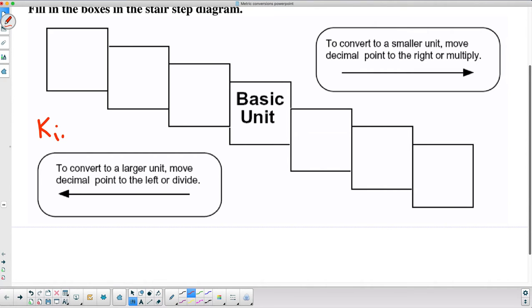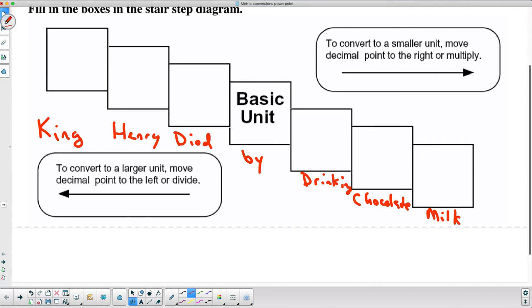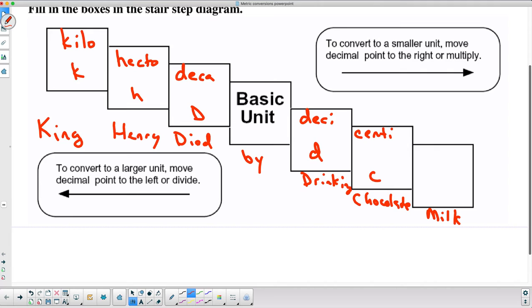Remember, King Henry died by drinking chocolate milk. And if we remember that, King Henry died by drinking chocolate milk, then we're talking about kilo, hecto, deca, capital D, deci, lowercase d, centi, and milli. And those are the metric prefixes.